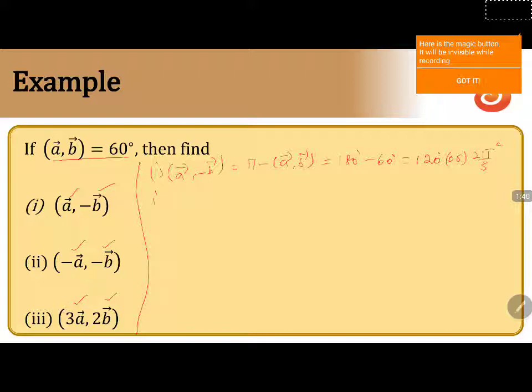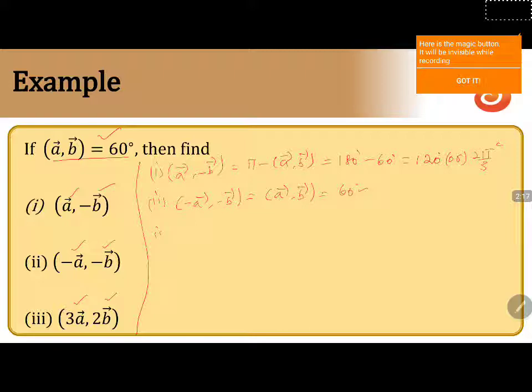Now coming to the second one, that is the angle between minus A as well as minus B. We have a formula: the angle between minus A comma minus B is equal to the angle between A comma B. And in the question they gave the angle between A comma B as 60 degrees. So here the answer will be 60 degrees. Therefore the angle between the two vectors minus A and minus B is again 60 degrees.